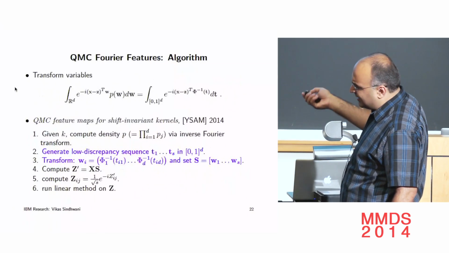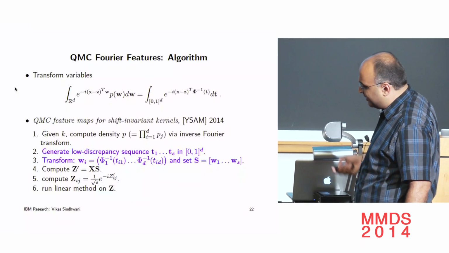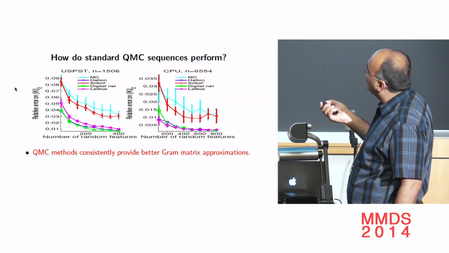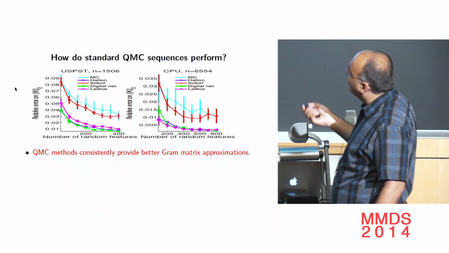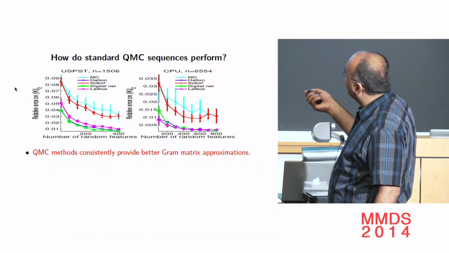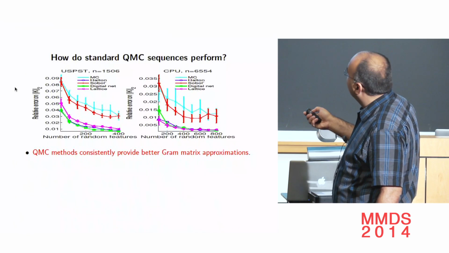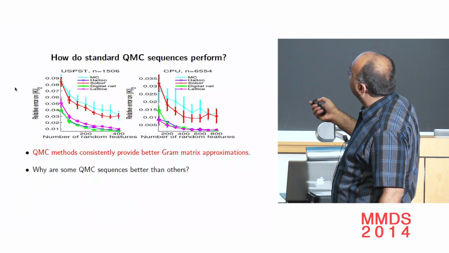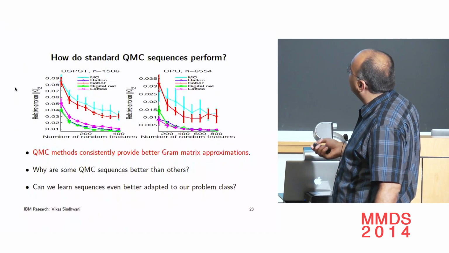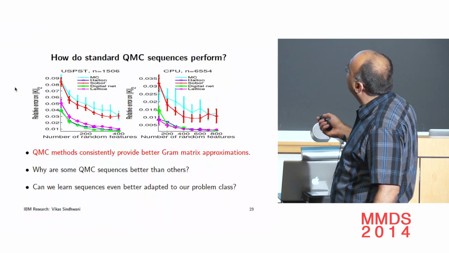So we use this technique. It turns out to be a minor variation of the random feature approach, but it immediately leads to improvements over the original technique proposed by Rahimi and Recht. The QMC methods give better Gram matrix approximations, and this leads to some questions about why some QMC sequences are better than others, and whether we can learn sequences that are even more adapted to the problem.